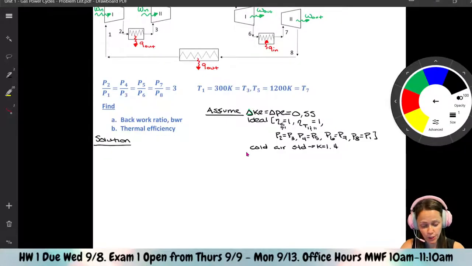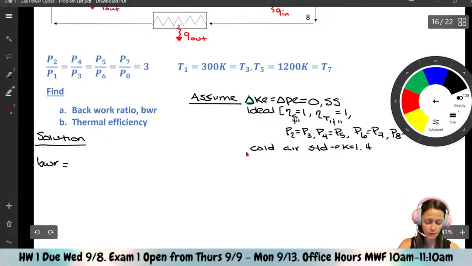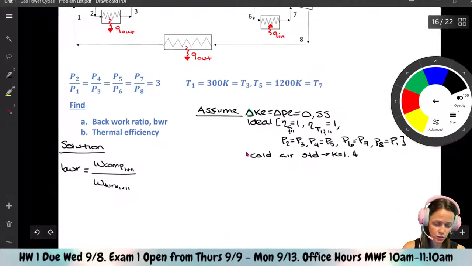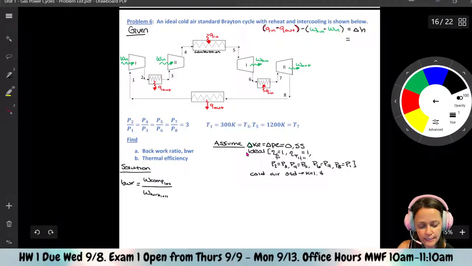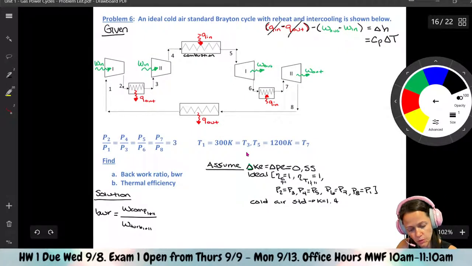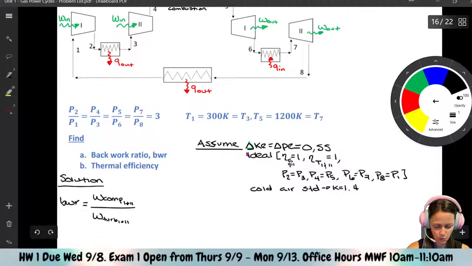All right, so now we've got the back work ratio, BWR. By definition, this would be the work of compressors 1 and 2, because I've got two of them, over the work of turbines 1 and 2, because I've got two of them once again. And of course, I'm making cold air standard assumptions, so any of those delta H's are Cp delta T's. For the compressors, the work in for each is going to be Cp delta T. Oh, I'm sorry, the two negatives cancel out. So it is just Cp delta T, a positive term: what it is after minus what it is before.